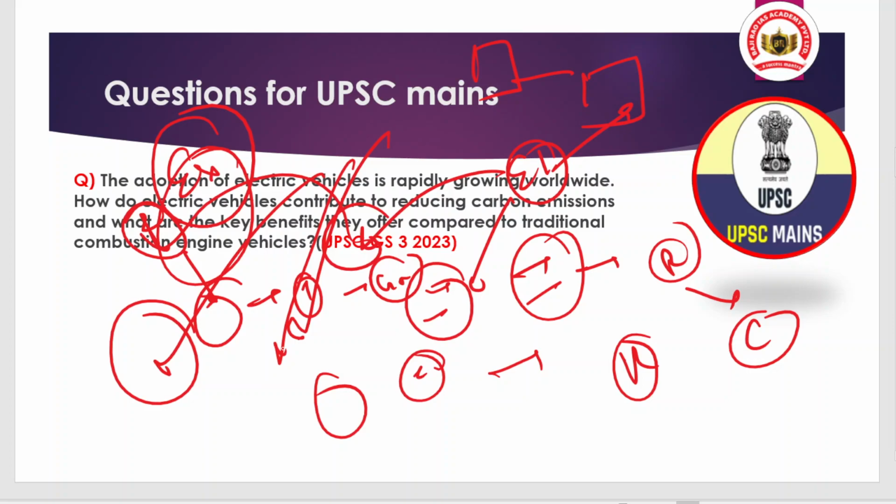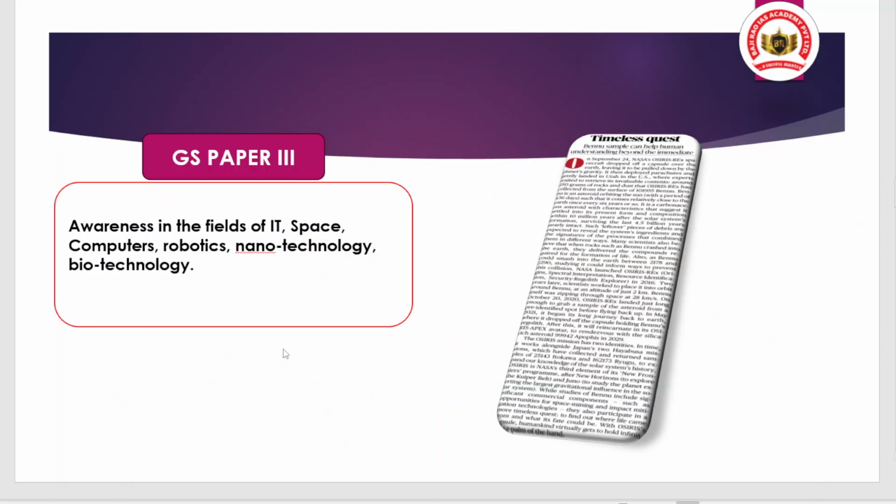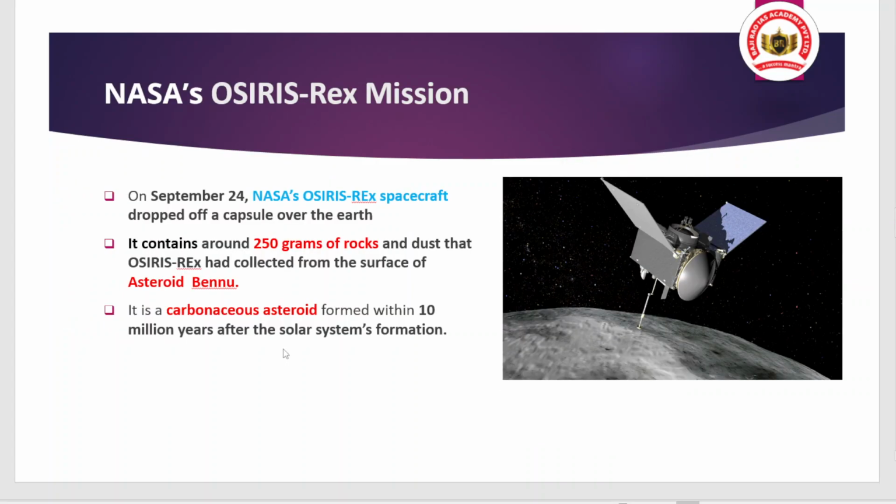So now after the discussion of the question, we are coming to the discussion of the article, and it will be covered under GS Paper 3. So first of all, a very interesting article we will discuss. When we talk about the universe, what do you know about the universe? Nothing. The universe possesses very much secret, like where it originated, when it originated.